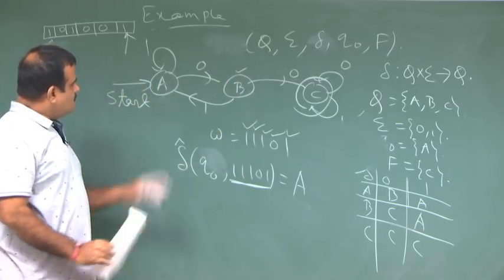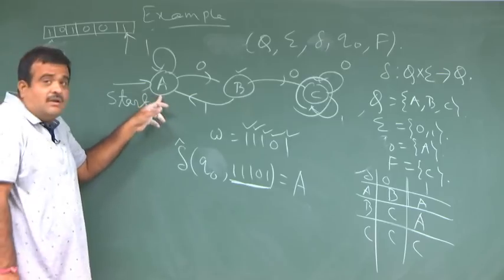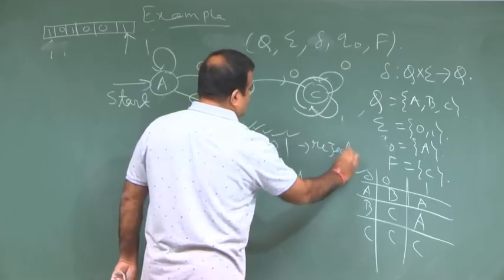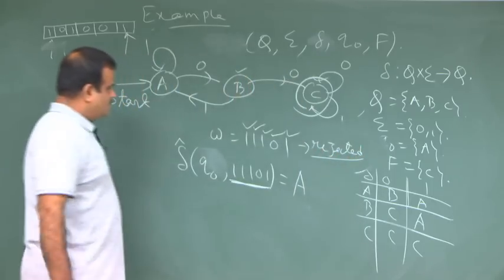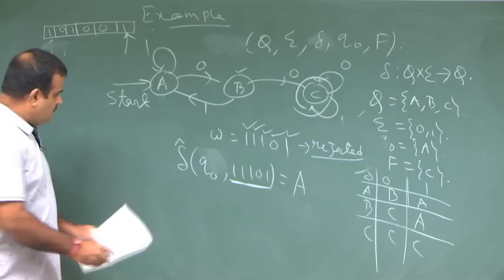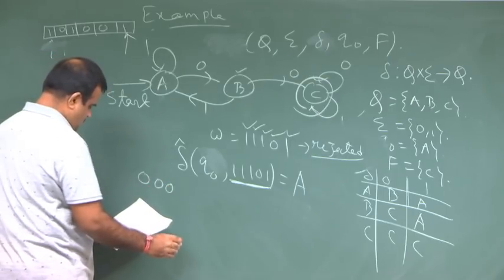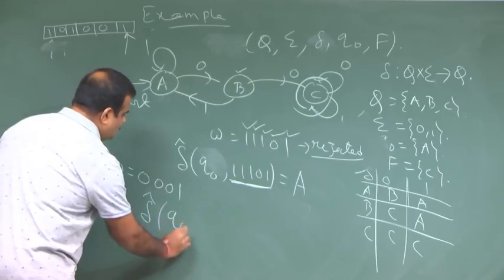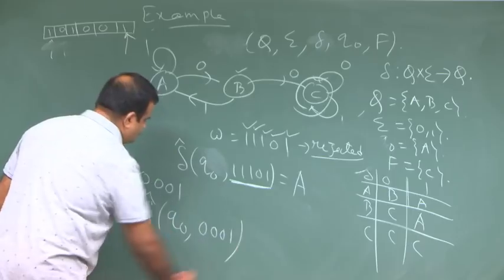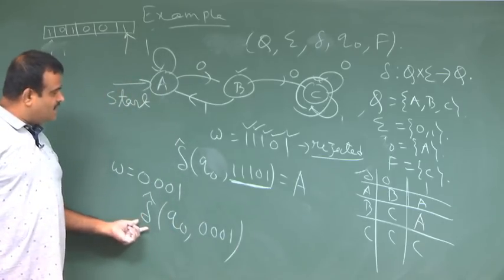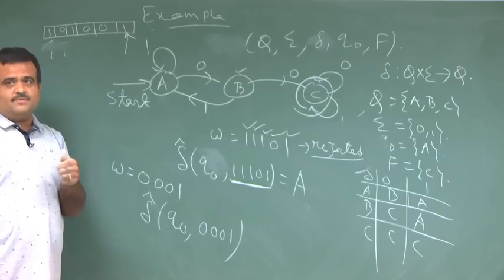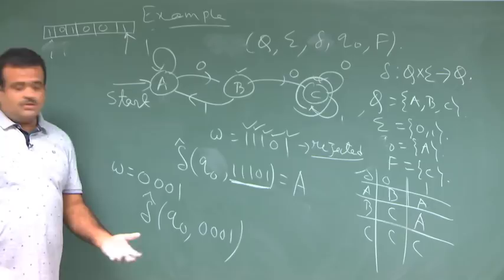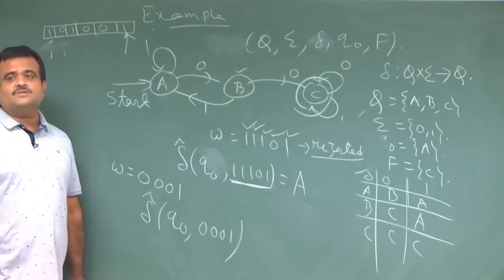Okay. So, now A is not a final state. So, this string is not accepted, it is rejected by our DFA. Okay. Now, if you take say 0 0 0 1, this is our W. Now, what is delta hat of, we start with q0, 0 0 0 1, we have to see. We are telling delta hat because delta is defined on the single input alphabet, and delta hat we extended over a string.